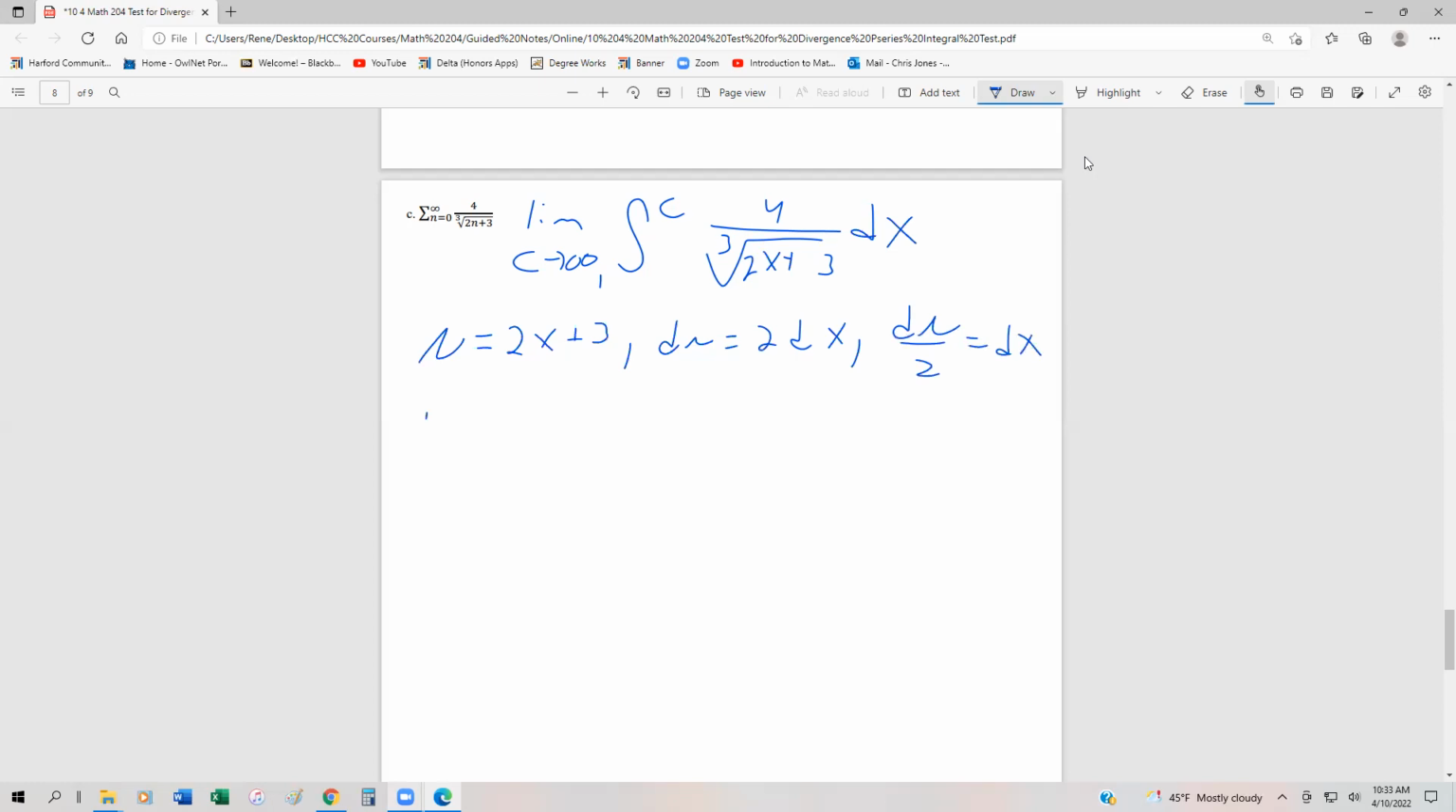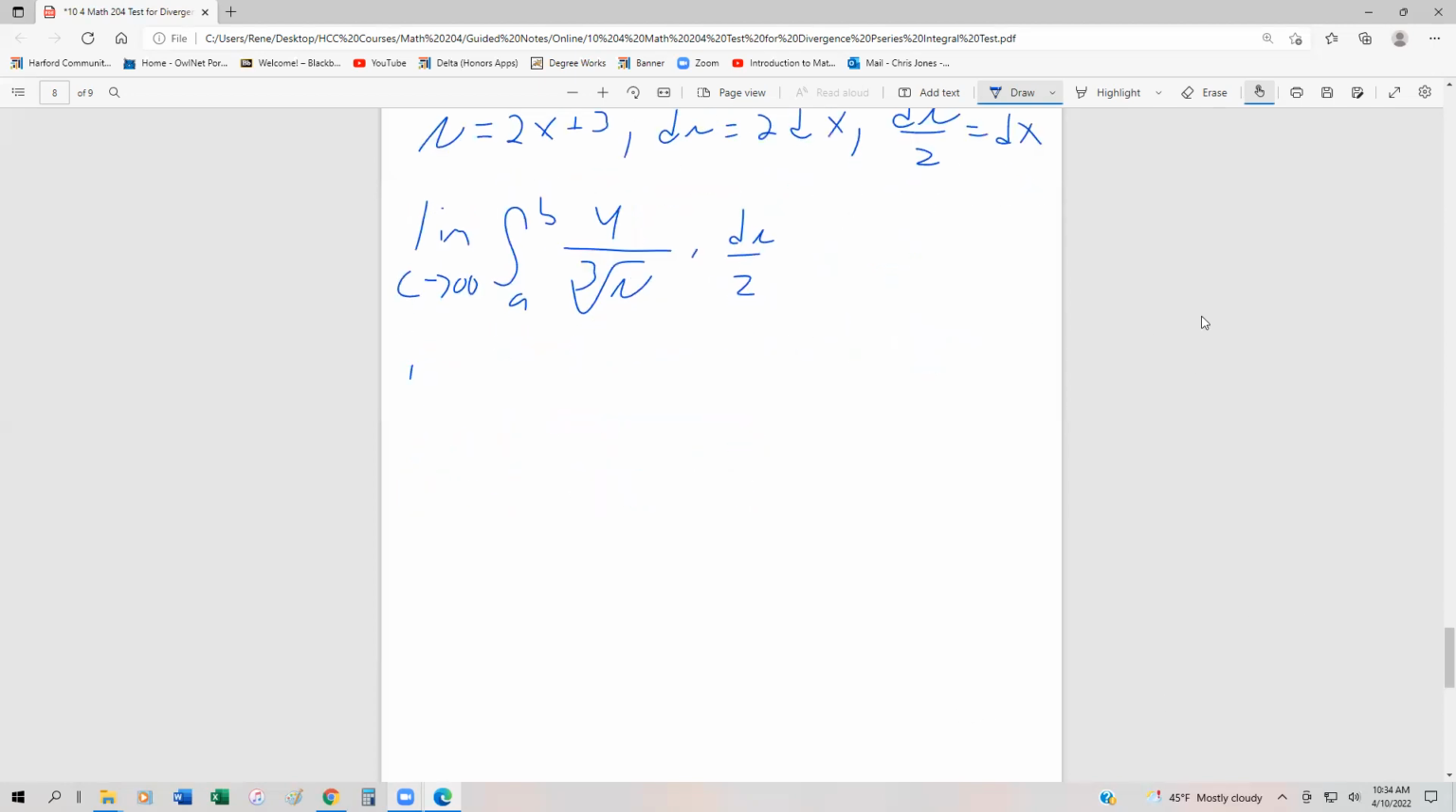And so our limit as c approaches infinity, integral now from a to b, okay? So not from 1 to c. And we're going to have the 4, we're going to have the cube root of u, and then du over 2 instead of dx. Now, if we want to simplify this and also set it up for integration, we can rewrite this as the limit as c approaches infinity of the integral from a to b, 4 and 2 simplify to 2, and then we're going to have u to the minus 1/3 du.